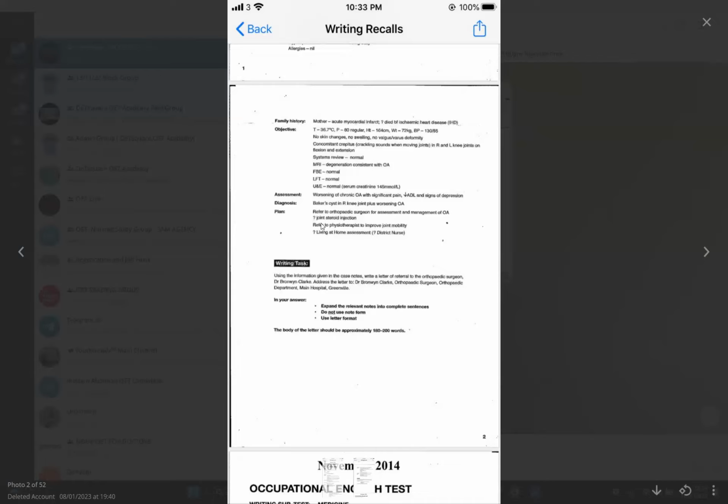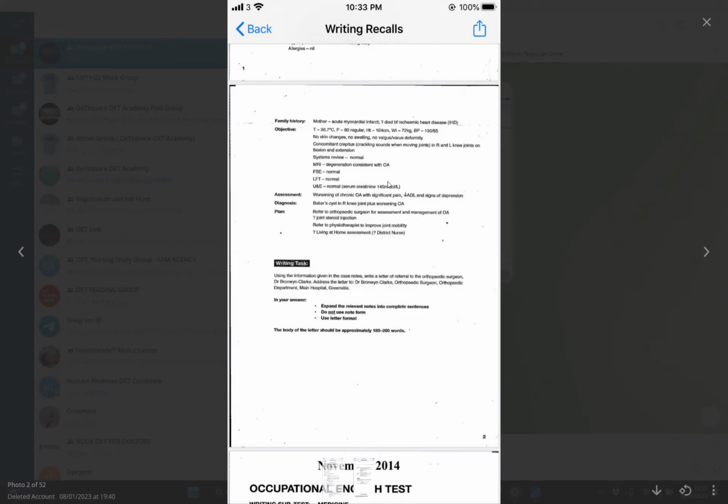You can now bring all these other suggestions, that you will be needing steroid injection. You also need a physiotherapist to improve your joint mobility. And if possible, a district nurse can be invited to assess this patient's home to see if it is suitable for this patient to live in. Do you get? So you have to be writing this thing in clear terms. These are the things you bring in the recommendation now.